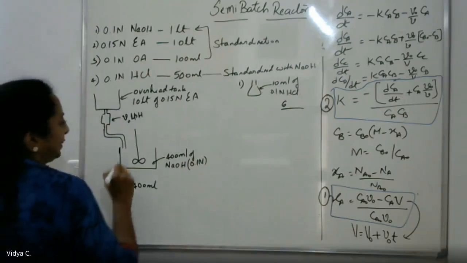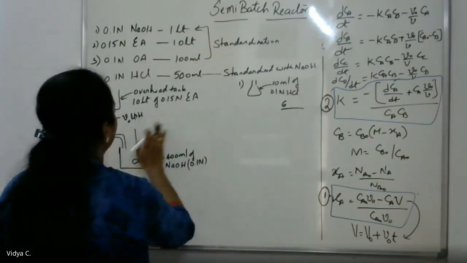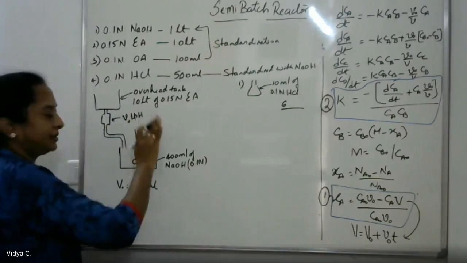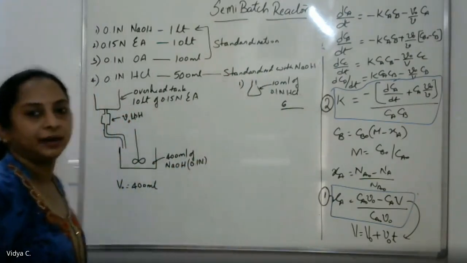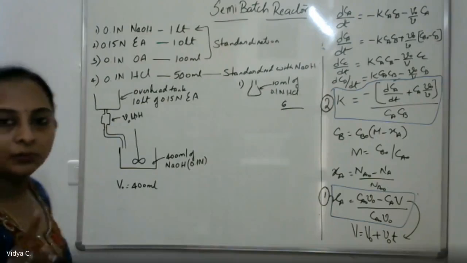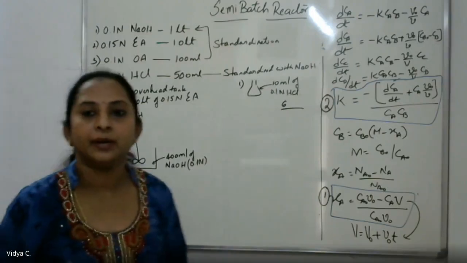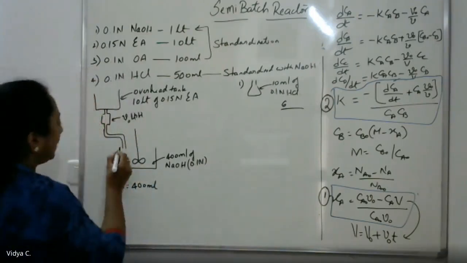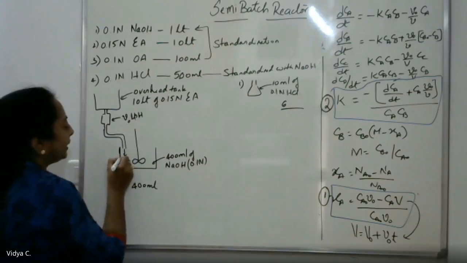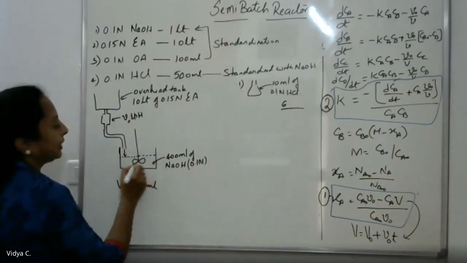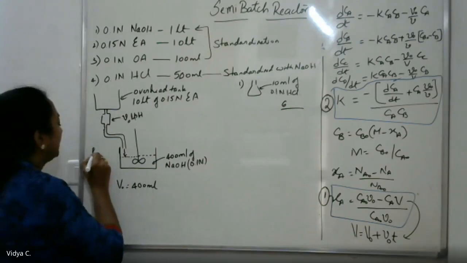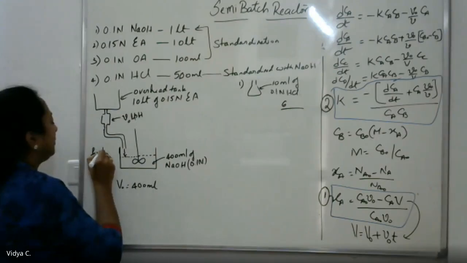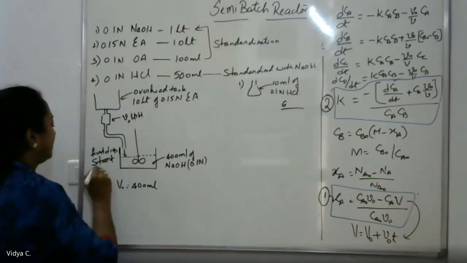Okay. So now we have filled everything. Don't set the flow rate. We have just filled this, and the conical flasks are ready. Now we will actually start the experiment. Start the stopwatch as soon as the first drop comes here. There is already 400 ml of NaOH, right? So when the first drop comes, start the stopwatch.